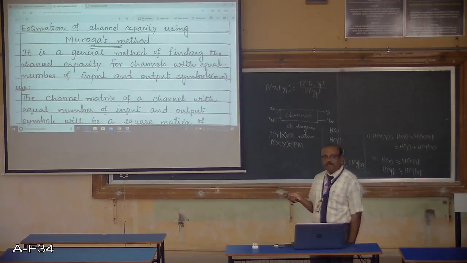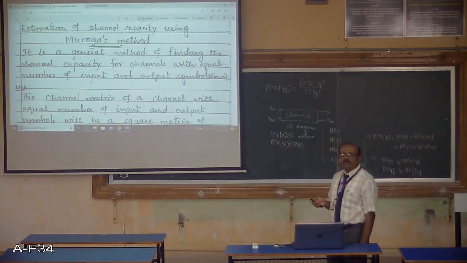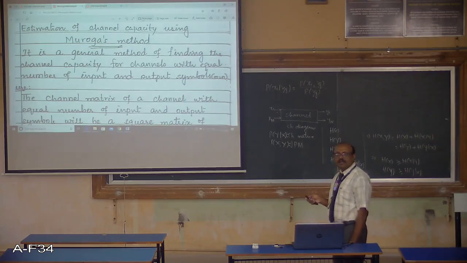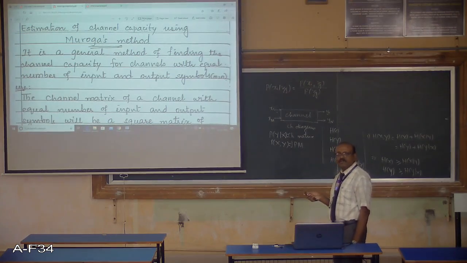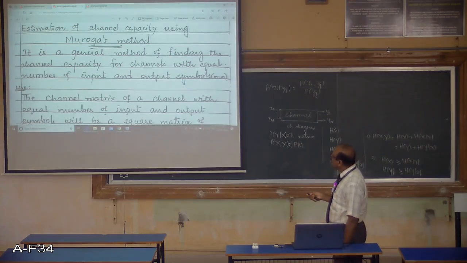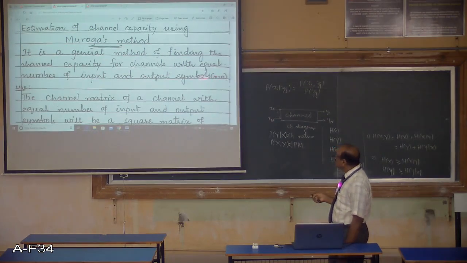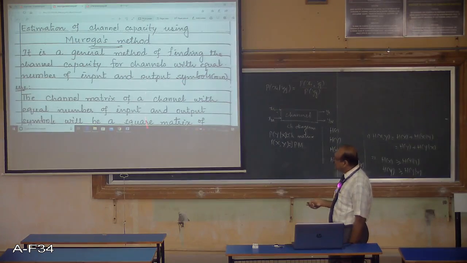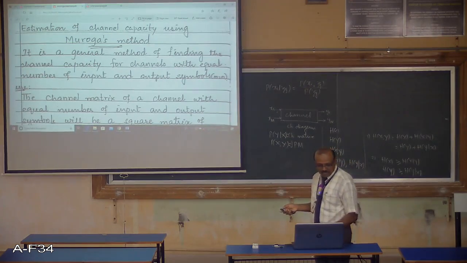The general method is to calculate mutual information and maximize that. When can it be maximum? So that is the general method. But for this particular case, when the input and output symbols are equal, then Muroga has given a simple method. So how is that?